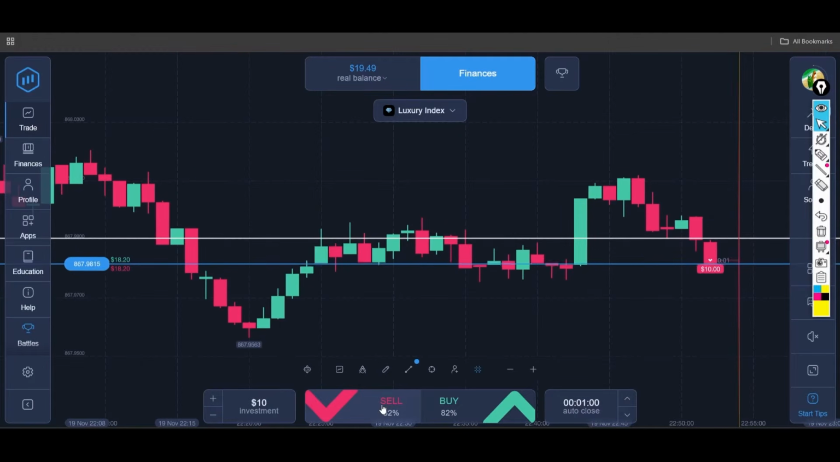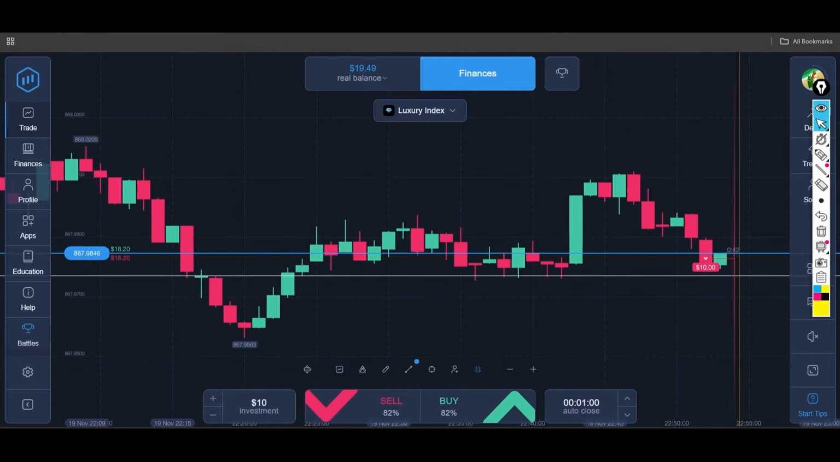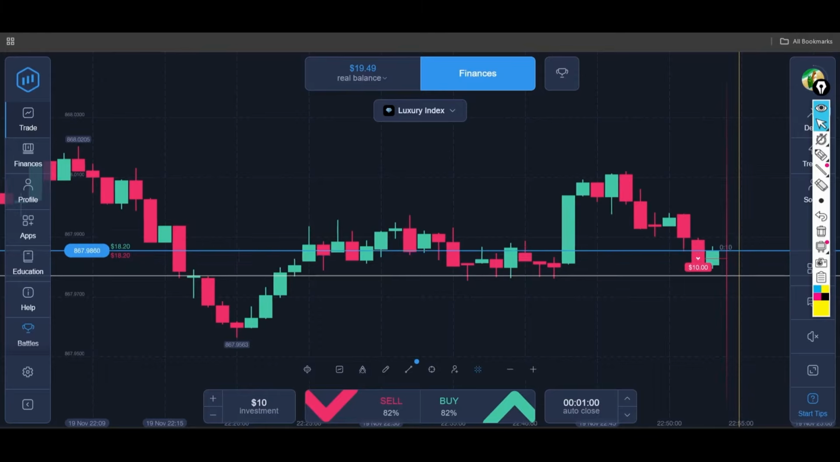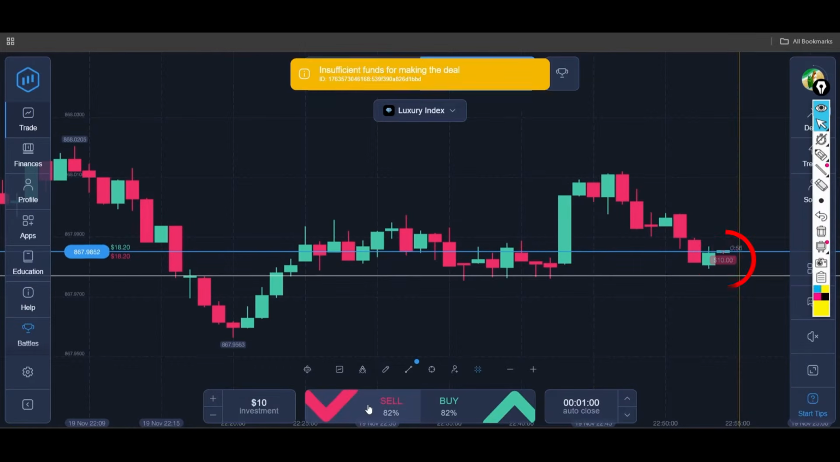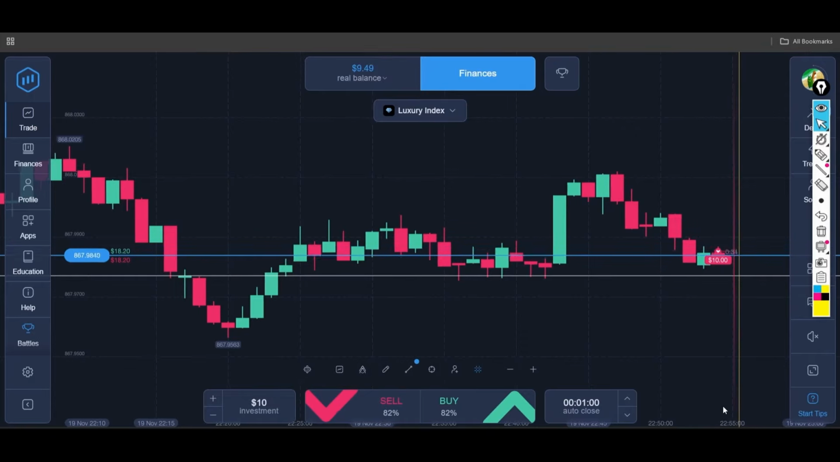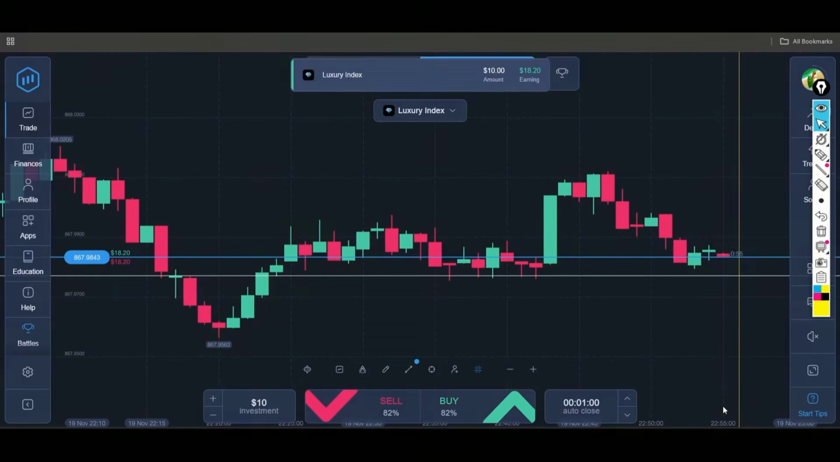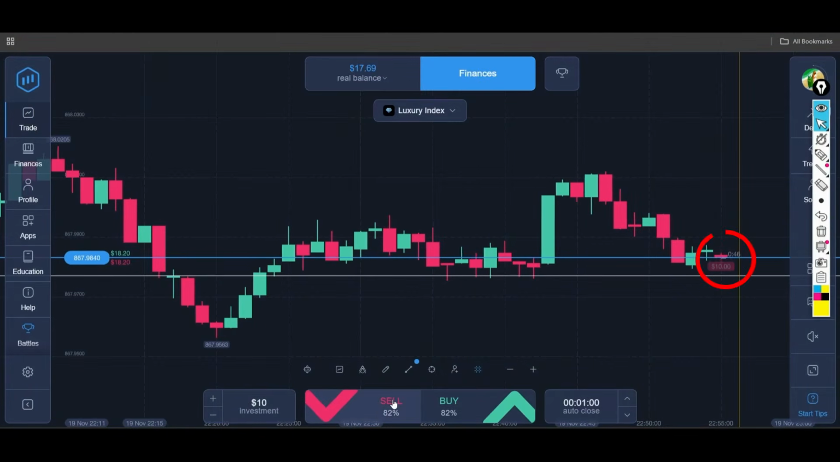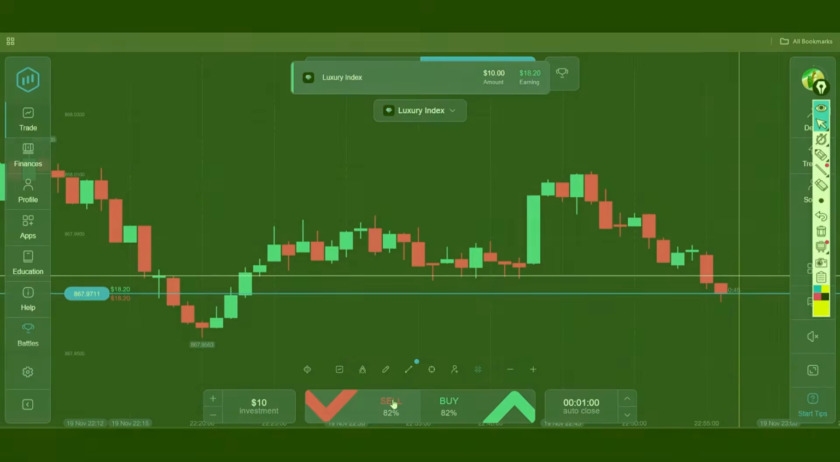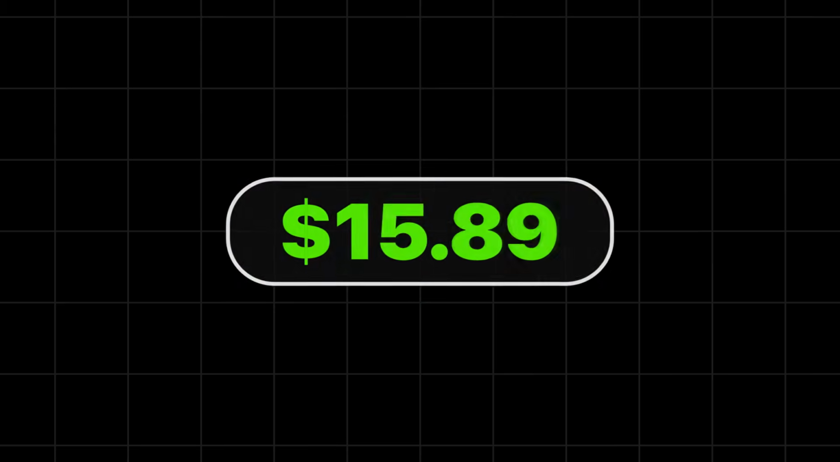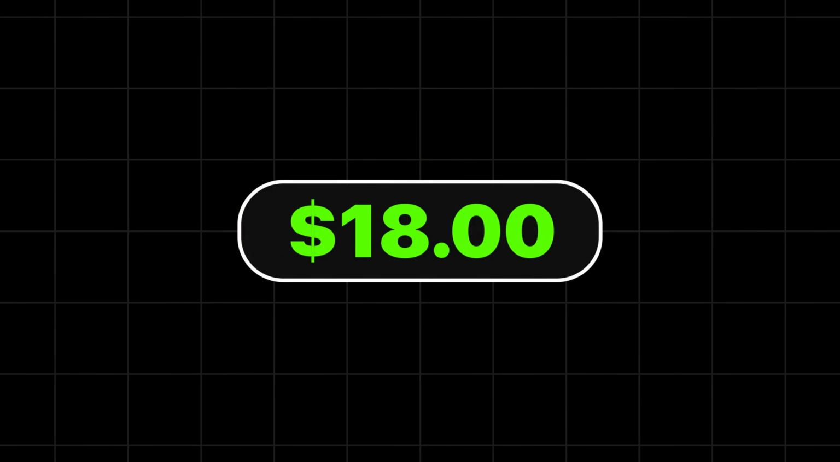Let's place another trade. Unfortunately, we lost that trade. Using the same strategy, I placed two more $10 trades, one after the other. I profited over $18 in both trades.